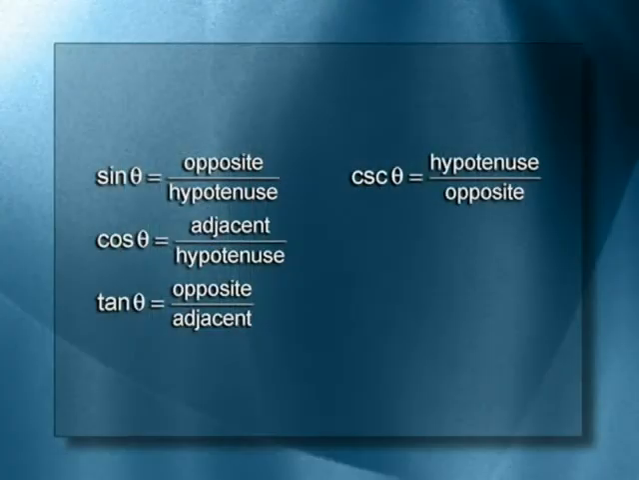I like to say trig sometimes instead of trigonometric. It's a little shorter. And then we have 3 more trigonometric functions. Cosecant is hypotenuse over opposite.